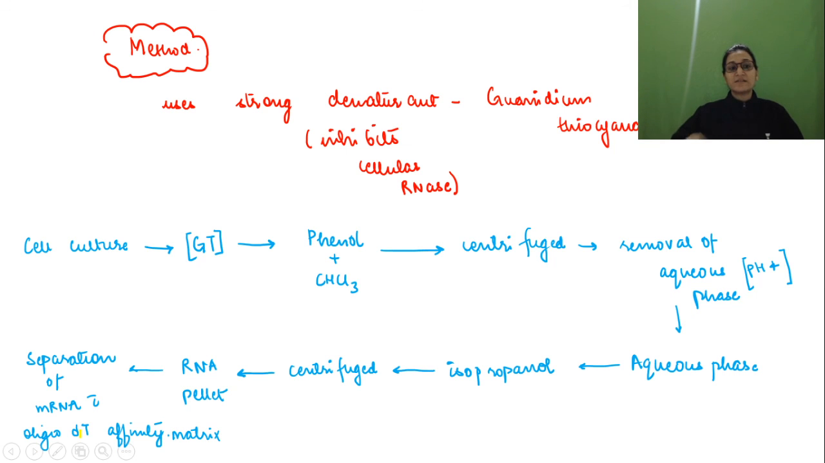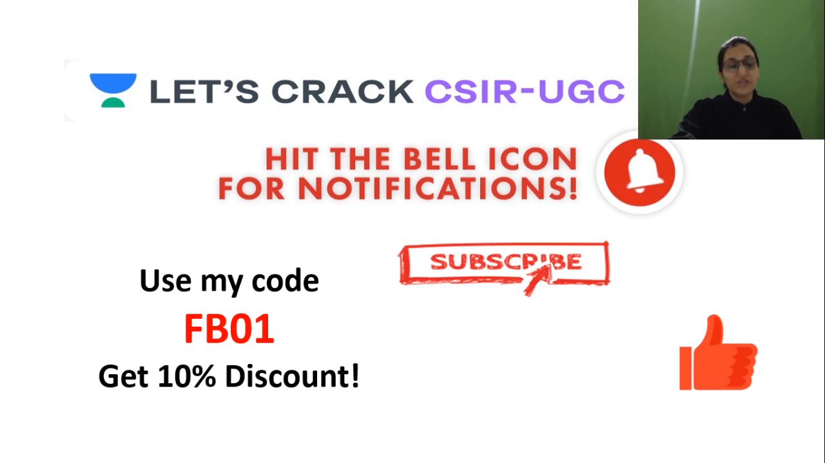In the method, we have seen that the cell culture would be taken, guanidium thiocyanate would be added, and phenol chloroform would be added. It will be centrifuged. Our RNA would be removed in the aqueous phase. Protein will go out in the organic phase. DNA would be trapped in the interphase. So the aqueous phase will be used. In that, isopropanol would be added. It would be centrifuged and the RNA pellet would be obtained. Then it will be solubilized again in the buffer, and then this mRNA, because of its poly-A tail, will be separated on the DT affinity matrix. So this is how the whole process of RNA purification occurs.